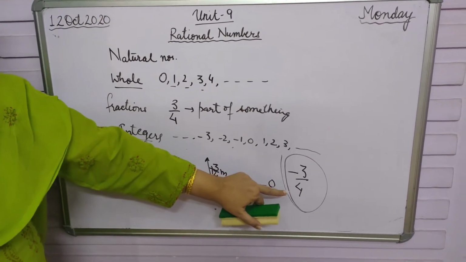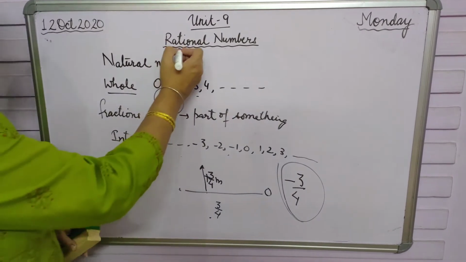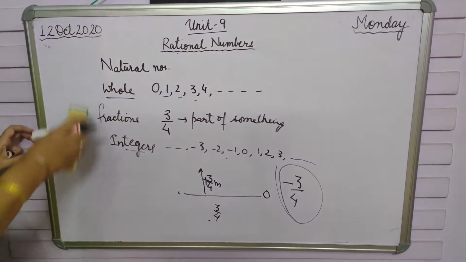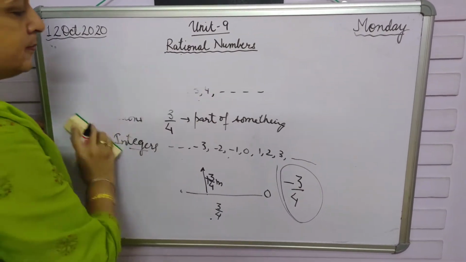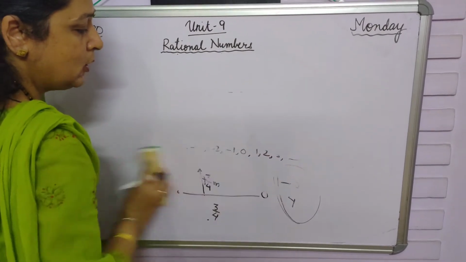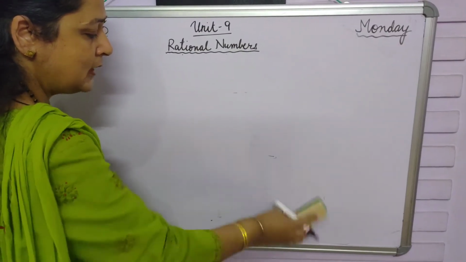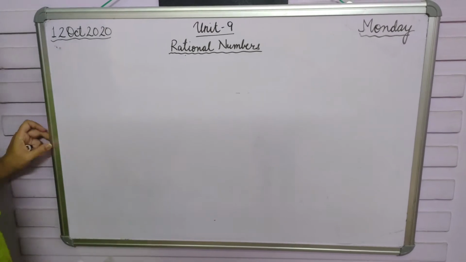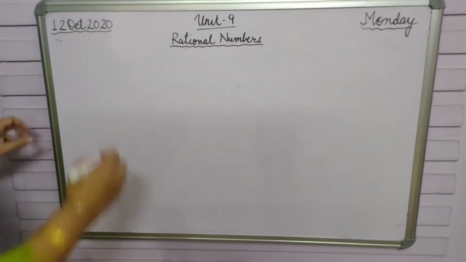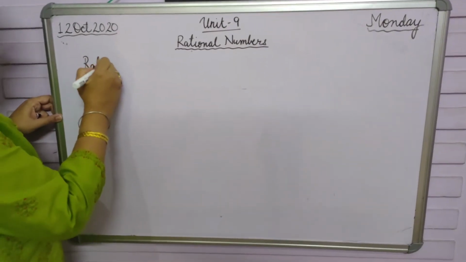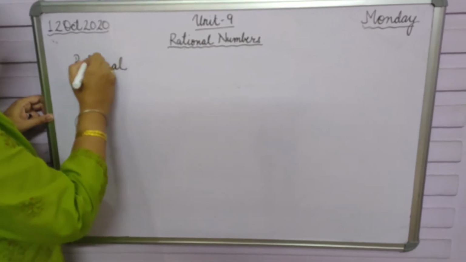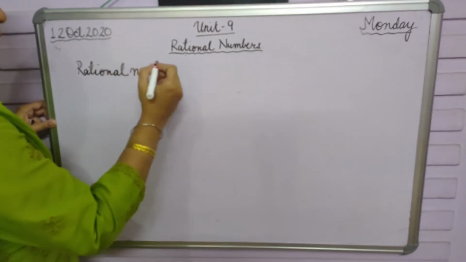So for denoting such type of numbers, we take help of rational numbers, because rational numbers include all these along with the positive fractions and these negative numbers. So let us now define rational numbers. Now what are these rational numbers?